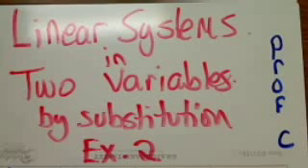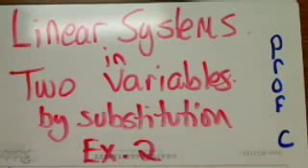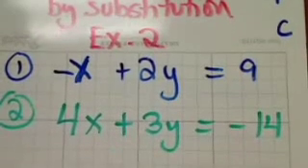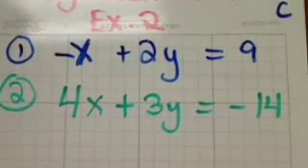Welcome again. We're working on linear systems in two variables. We're working by the method of substitution, and this is the second example we're working with here with Professor C. So our second example is nice and simple.